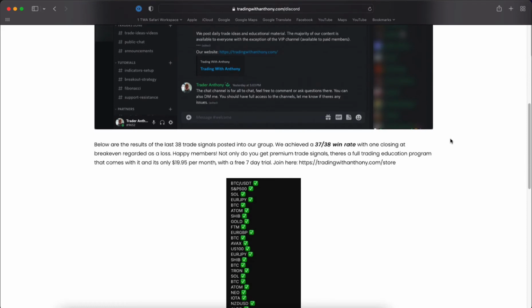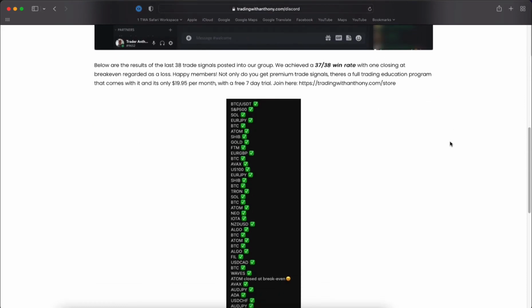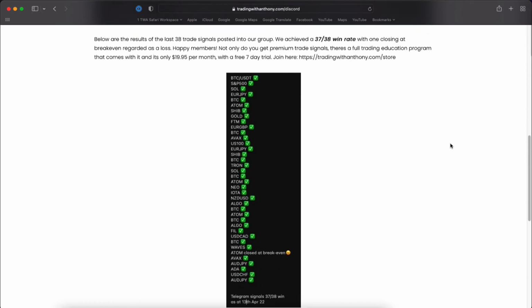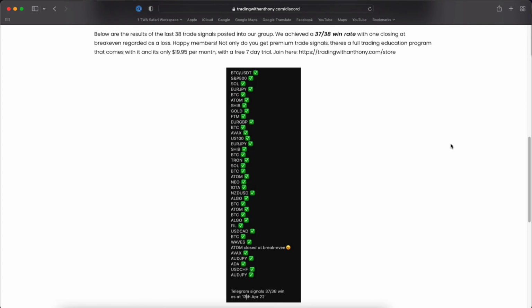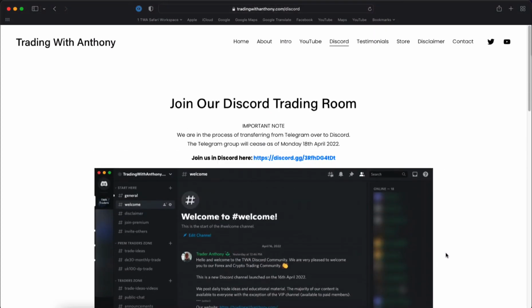The last 38 trade signals posted. This was into our Telegram before we started the Discord channel. Had a pretty good win rate. I think our members are quite happy. And of course there's testimonials, etc.